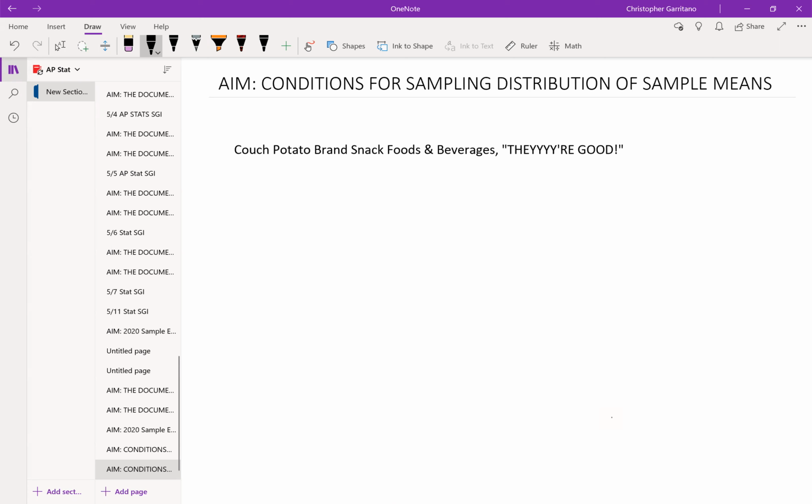But before we get into that, you might notice that the logo is missing. So some developments: the two students that developed the logo pushed back and were demanding some sort of royalties for the use of their logo. And I refused. And so I took it down. I did go ahead and create my own logo. So this is the world premiere of the new Couch Potato Brand Snack Food and Beverages logo.